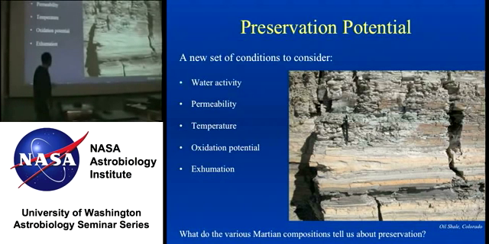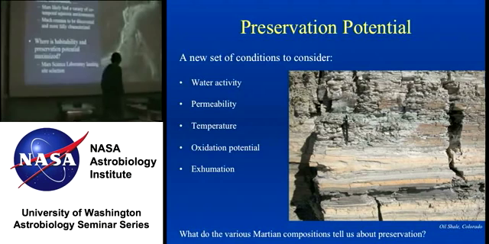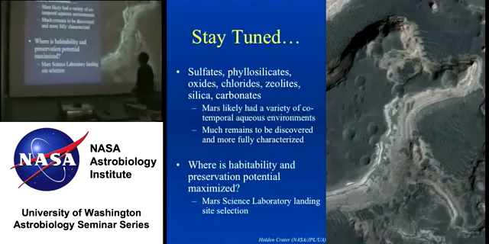And this is cut off at the bottom here, but basically this is a whole new set of conditions that you need to look into in order to figure out, okay, where am I going to go on Mars in order to find any remnants of life? And the mineralogy of the surface not only has something to say about the habitability, but also whether or not it's actually preserved.